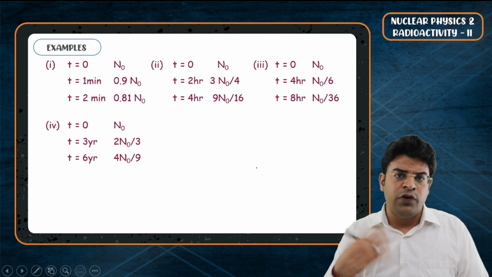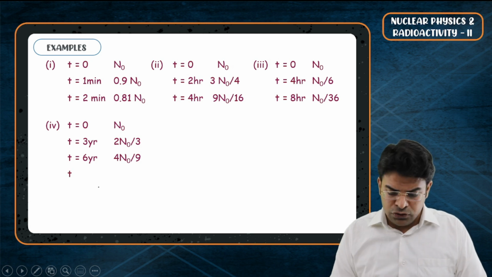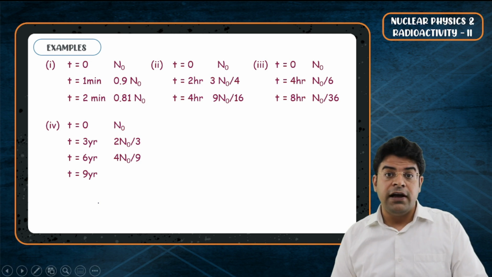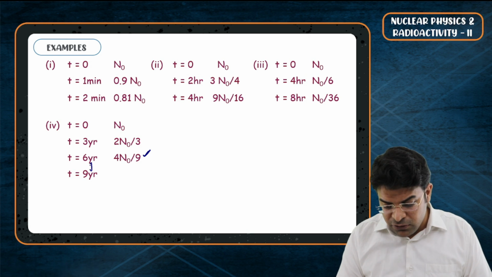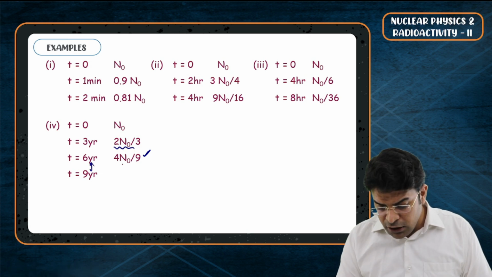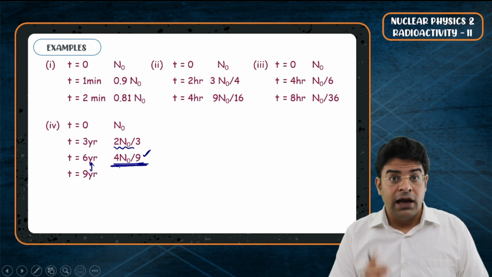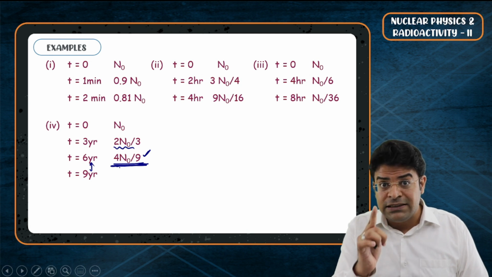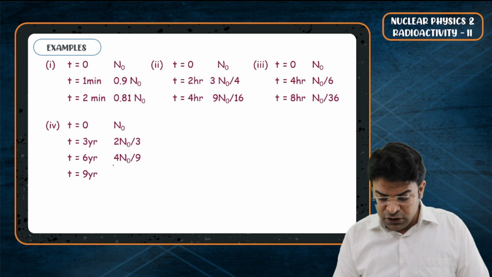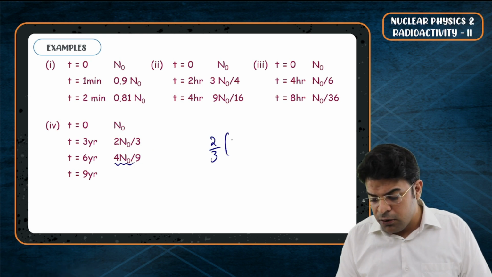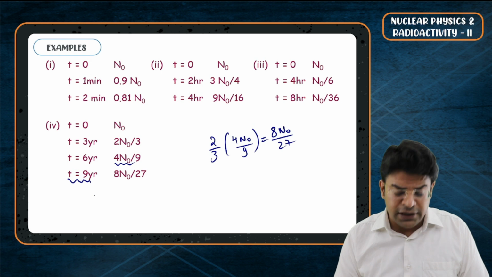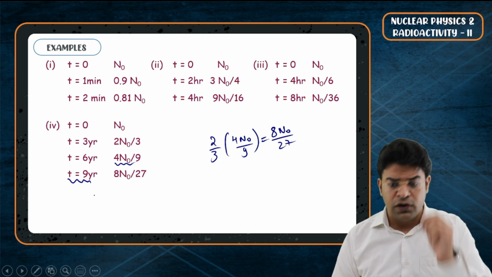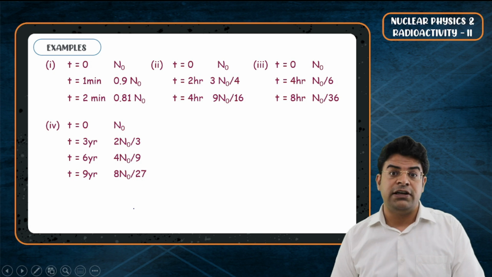If I ask you further, then tell me at time equals to 9 years, how many number of active nuclei we will have? You will say, sir, again, starting from here, in the next 3 years, 2/3 of this will remain and 1/3 of this will decay. So 2/3 of 4 N naught by 9 will give you nothing but 8 N naught by 27. So at time equals to 9 years, the number of active nuclei will be 8 N naught by 27.